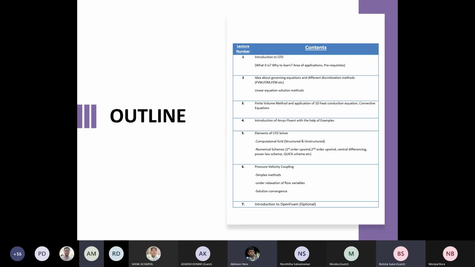The 6th part will be a little more technically deep, related to pressure velocity coupling, the SIMPLE method, under-relaxation of flow variables, solution convergence, etc. So those things we will take up.